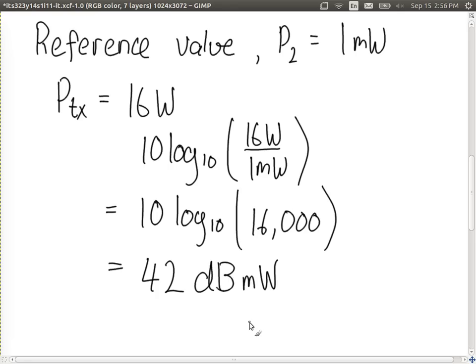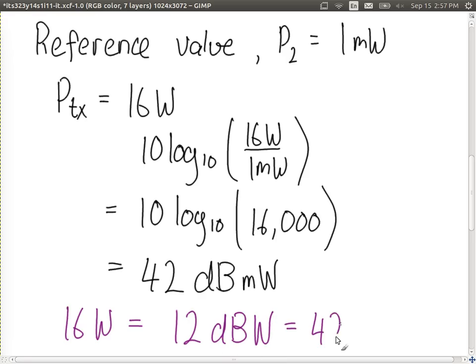So in summary, what we've seen in the first example is that 16 watts is the same as 12 dBW, which is the same as 42 dB milliwatts, which we commonly just write as dBm. Now that can be confusing. It's not meters, it's short for milliwatts. All the same value, but just expressed in different ways.